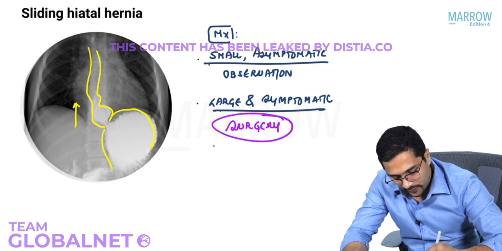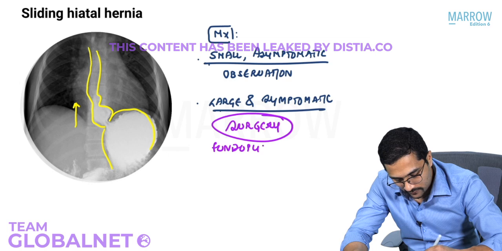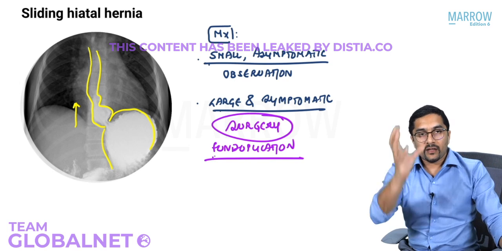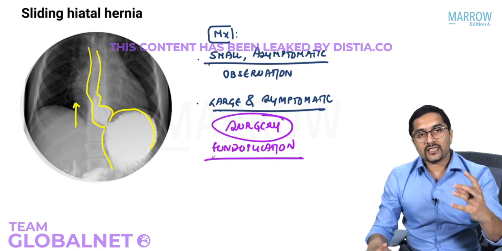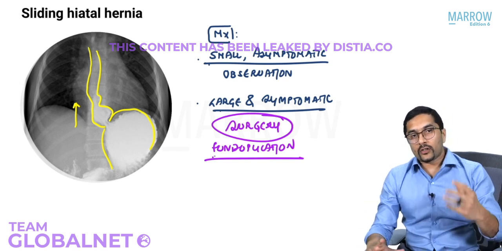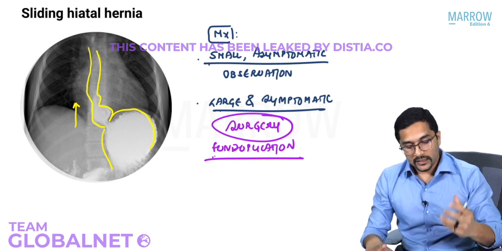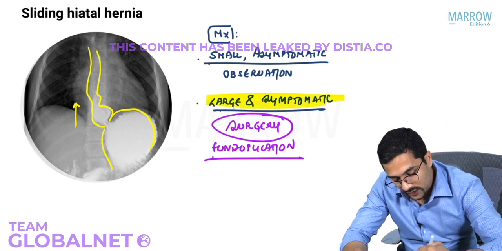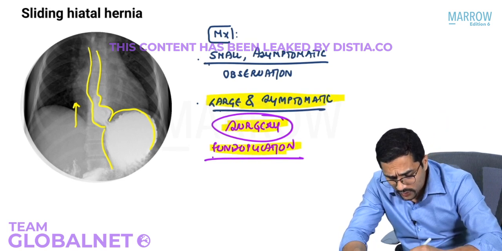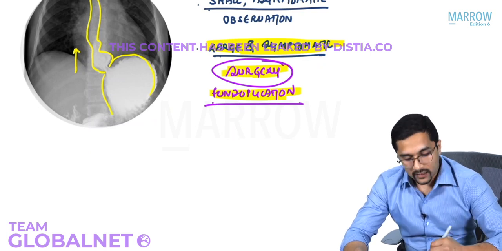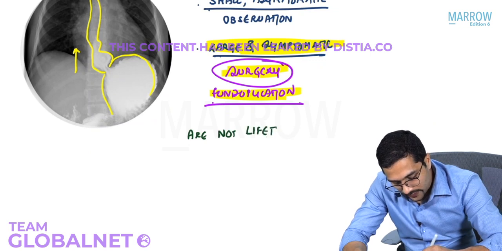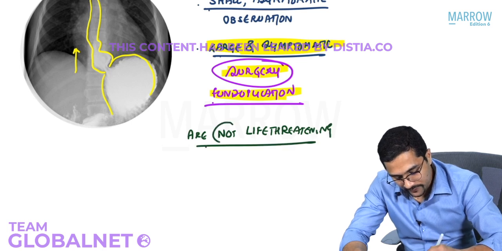The surgery is going to be fundoplication, because with fundoplication we are going to restore adequate length of the intra-abdominal esophagus, and we'll bring down the GE junction intra-abdominally. So fundoplication, what I discussed in the first module, is what we'll carry out if it's large and symptomatic. Otherwise, we don't do surgery for sliding hiatal hernias. Also, remember that sliding hiatal hernias are not life-threatening. All they can give rise to is GERD, right?